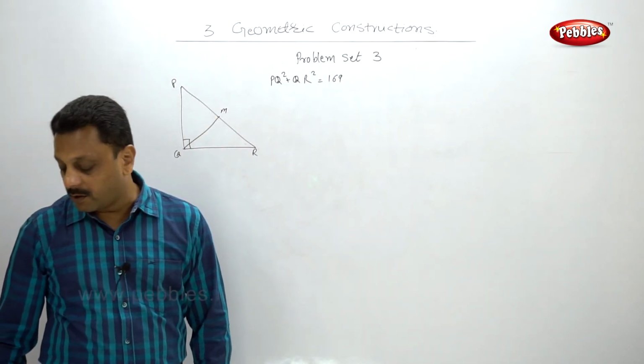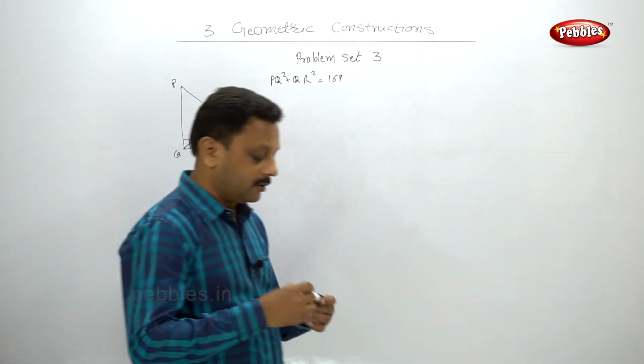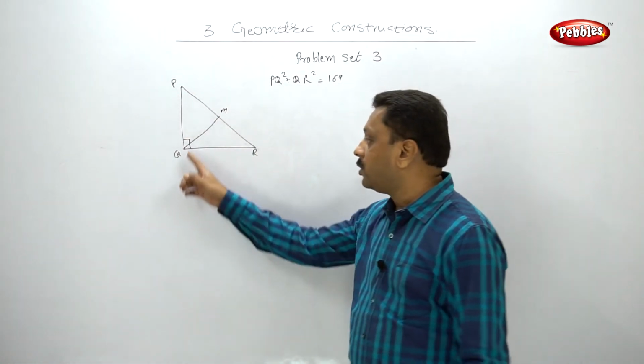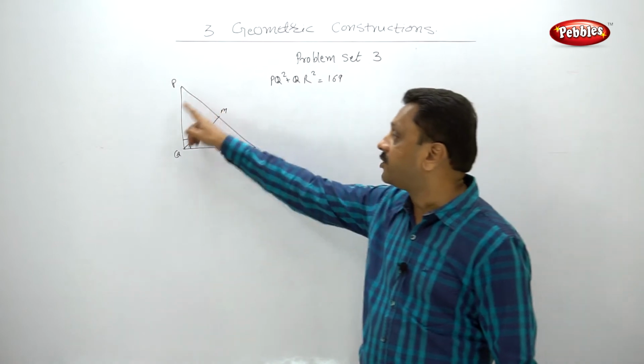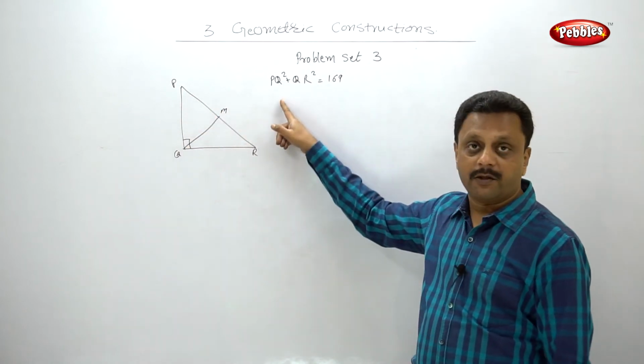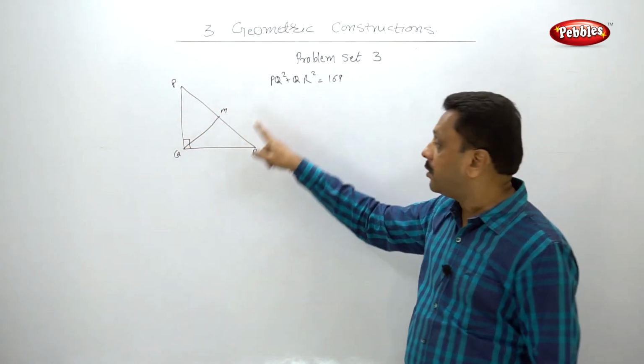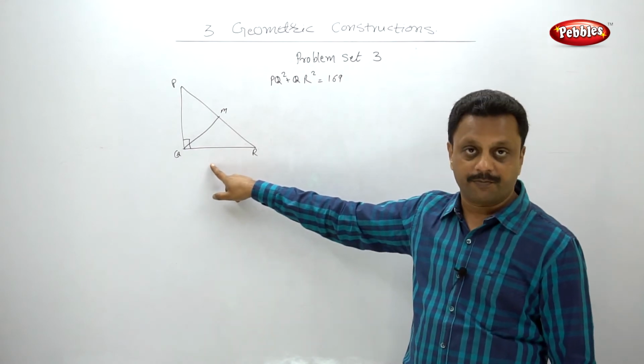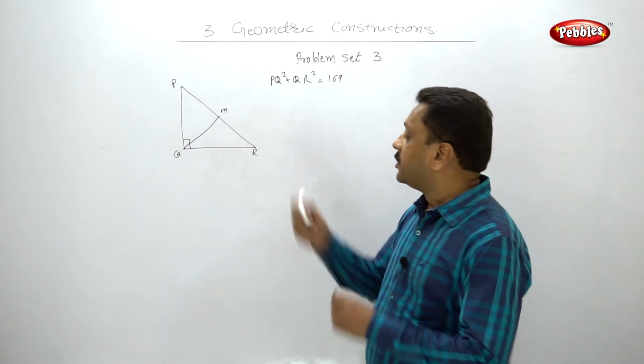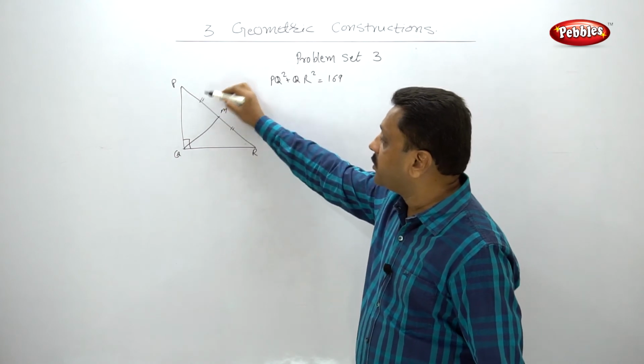Draw a circumcircle of triangle PQR. Now first of all, only a right angle is given, no measurements are given, only some equation is given. So how will you draw triangle PQR first? That is the problem. Okay, this is the median, so this side is equal to this side.